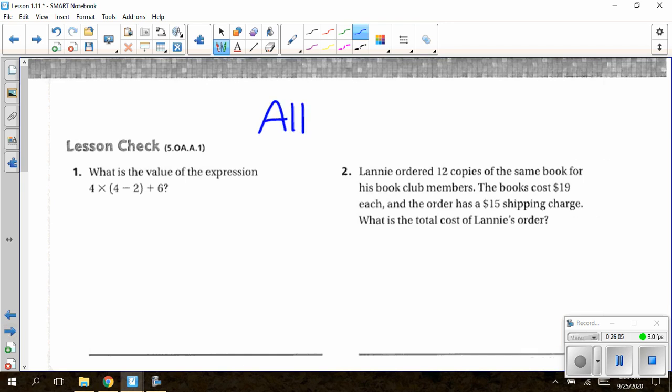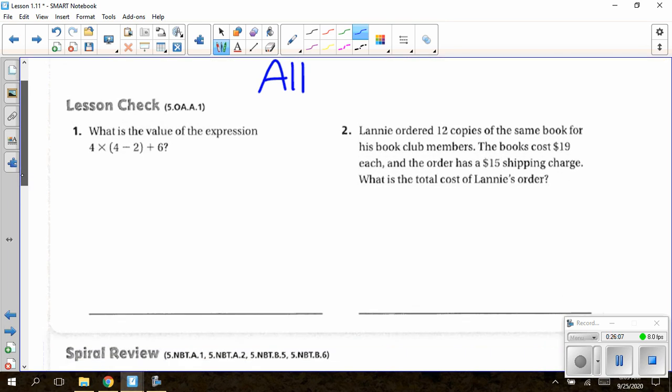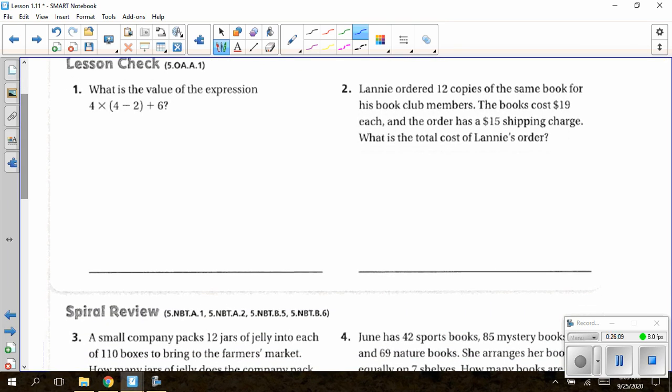So for question number 1, just find the value of that expression. Remember to follow your order of operations. Number 2, just like 8 and 9, I will help you set this expression up. It says Lonnie ordered 12 copies of the same book for his book club members. The books cost $19 each, and the order has a $15 shipping charge. What is the total cost of Lonnie's order?